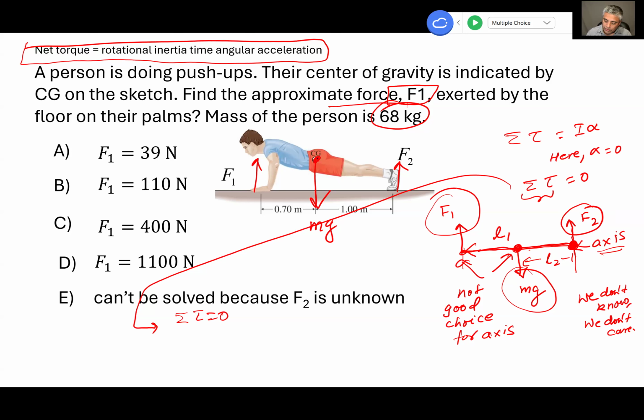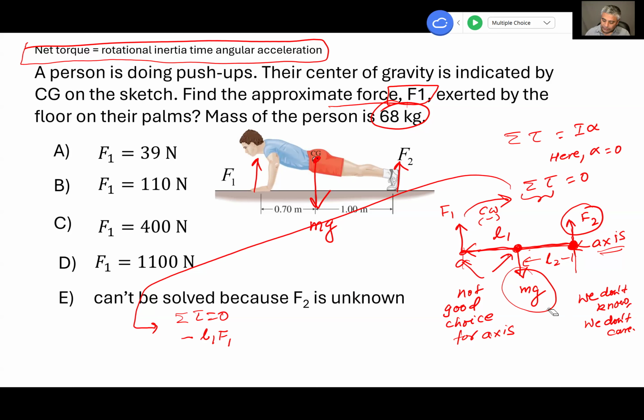Now the torque due to F1, let's talk about that. It is trying to rotate this way, since the axis is there. So that is clockwise, and that is negative. So the sign of the torque is negative. And what's the value of the torque? It is the lever arm times the force itself, so L1 times F1.